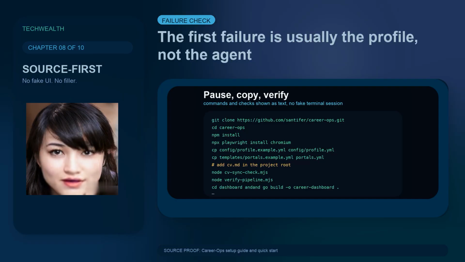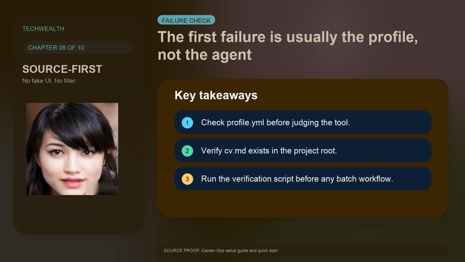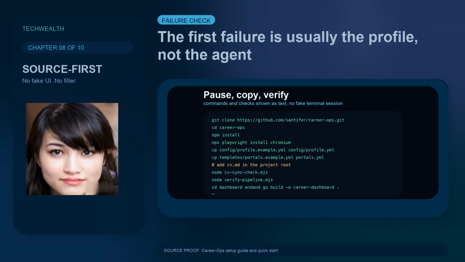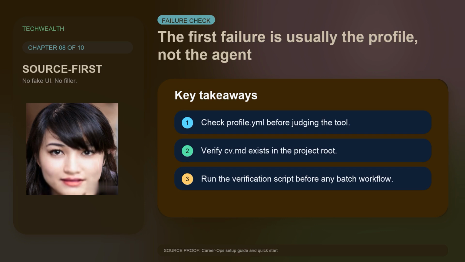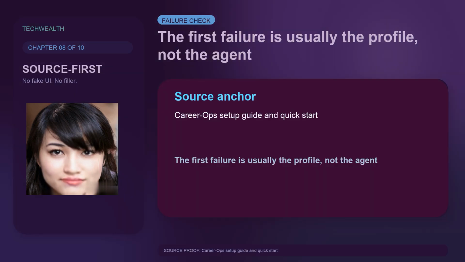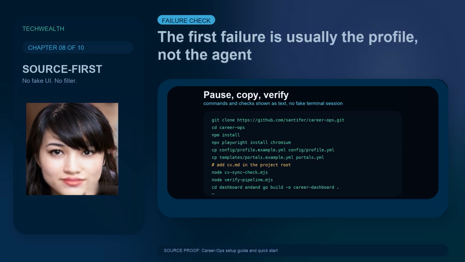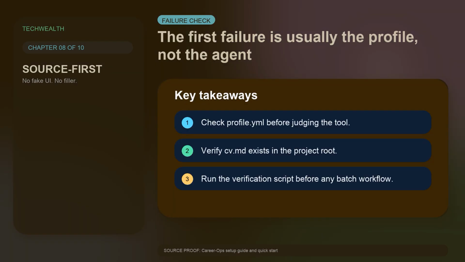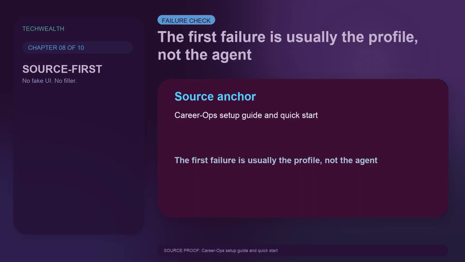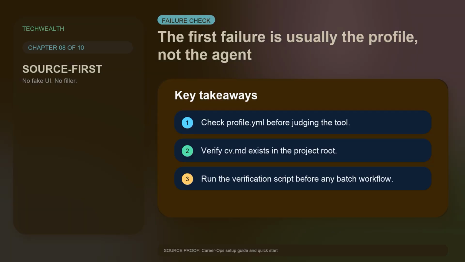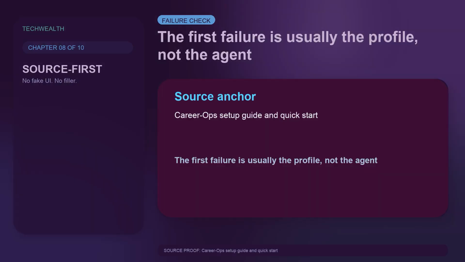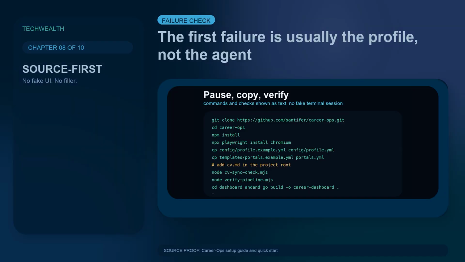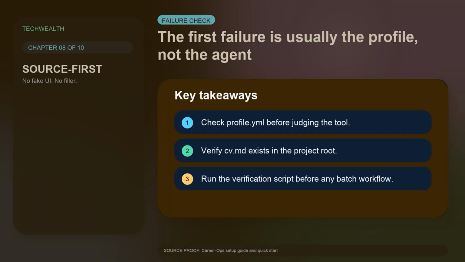The first thing I would check is not the agent. I would check the inputs. If profile.yml is copied, but still generic, the system has no useful target. If cv.md is missing or stale, the generated documents are already wrong. If portals.yml points to places you do not use, the scan path is noise. So the serious setup path is boring on purpose.